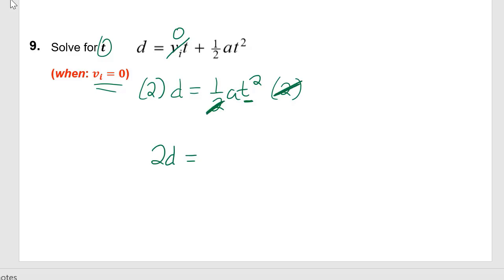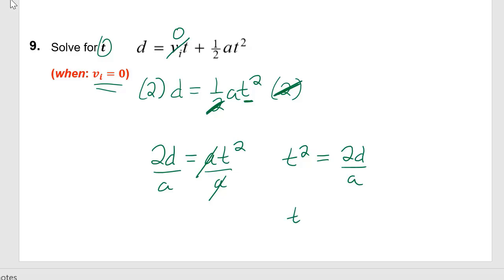And 1 times at squared is just at squared. We're solving for t, so we can divide both sides by a. Now we have t squared equals 2d over a. We want t, not t squared, so we do the opposite of squaring, which is the square root. If we take the square root of both sides, the square root of t squared is t, and on the right side, we have the square root of 2d over a.